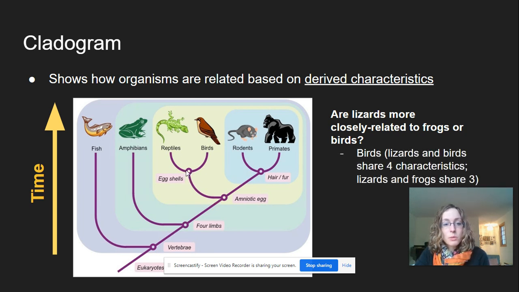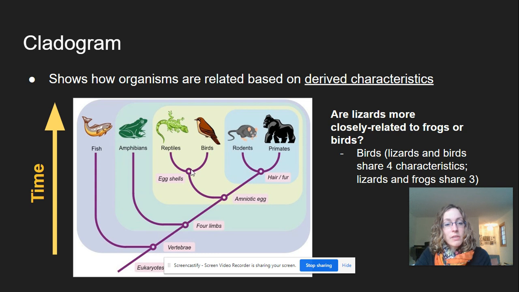The reptiles and birds both have eggs with shells. They both have an amniotic egg, which is a special kind of egg that has a sac around it to protect the baby. We have that too, even though most mammals don't lay eggs. A pregnant mammal has a sac called an amniotic sac around the baby. So that hopefully helps explain that.